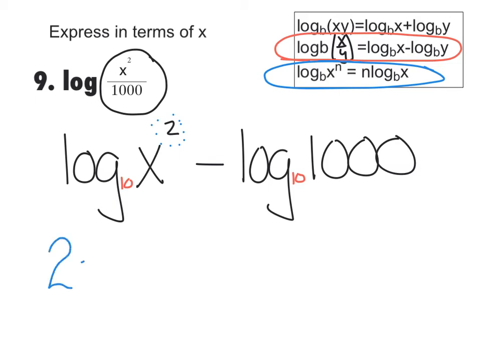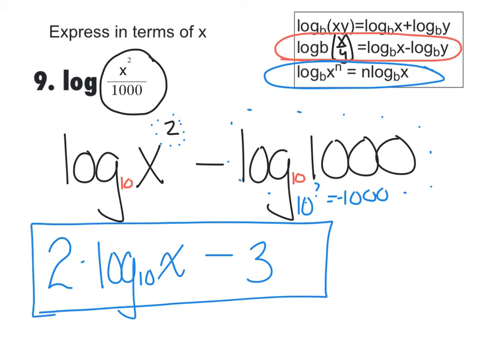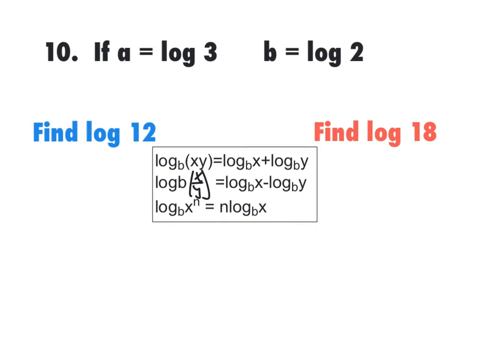So I should get 2 times log base 10 of x minus, now this is one you can evaluate because you should know 10 to the what power is 1,000. And of course that's cubed. So my final answer, let's box that in, should be 2 times log base 10 of x minus 3. Notice it said in terms of x, which just means you should get an answer of x someplace in your final answer there. Okay, so these slightly get more exciting.